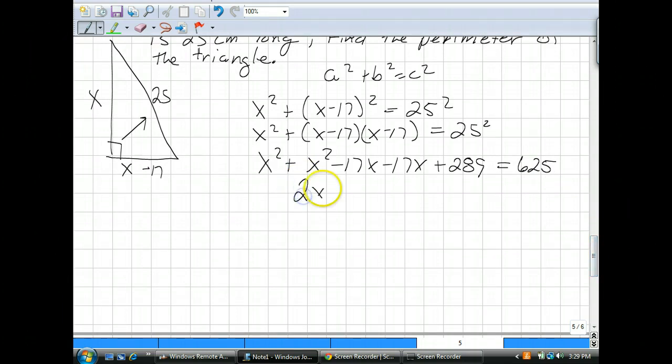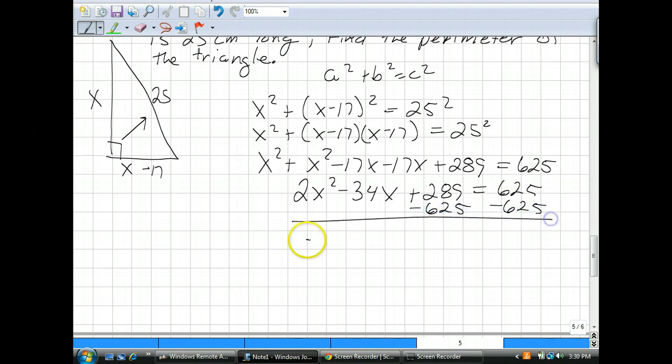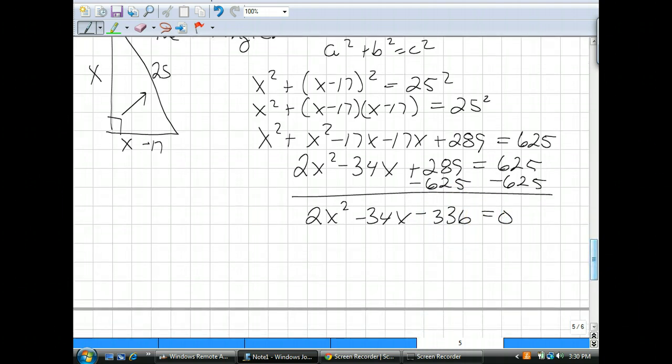Collect our like terms, 2x squared minus 34x plus 289 equals 625. Subtract 625 from both sides. We get 2x squared minus 34x minus 336 equals 0. Now we're ready to factor. Notice that there's a common factor of 2, so I factor out the 2. We want to do this, factor out the common factor, because it gives us numbers that are easier to factor.